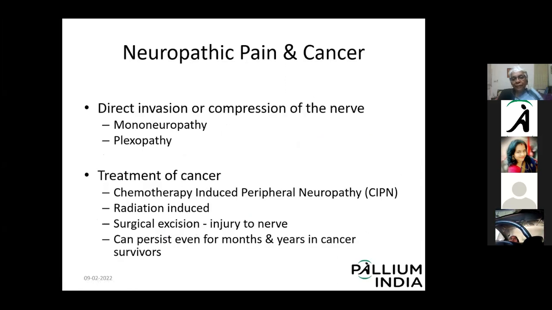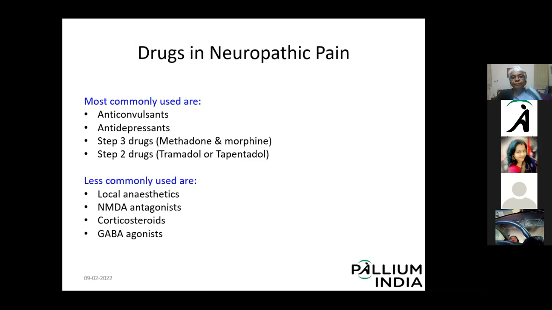Why does neuropathic pain occur? You are all aware that it could be because of either the direct invasion of the nerve by the tumor, or the compression of the nerve, or it could be because of the treatment of cancer. For example, you have chemotherapy-induced peripheral neuropathy or radiation-induced peripheral neuropathy, or it could be because of the surgical excision where there could be injury to the nerve. Sometimes it even occurs in cancer survivors, where it can persist for months or years after the patient is even cured of cancer.